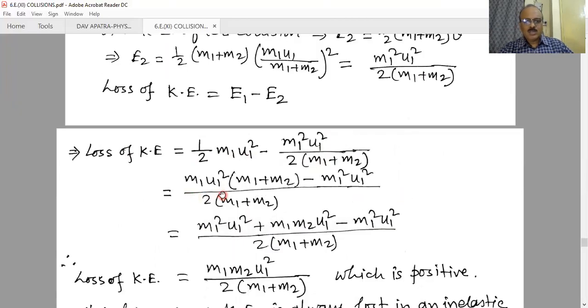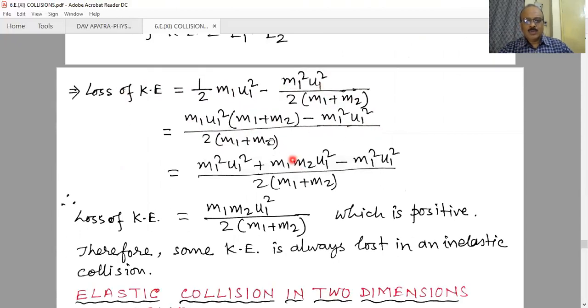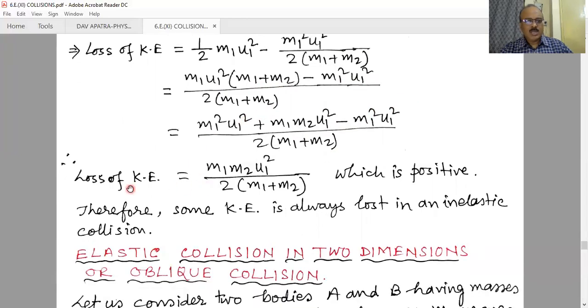Therefore, m1 u1 square, just cross multiplication, the LCM is 2 into m1 plus m2, that is m1 u1 square whole into m1 plus m2 minus m1 square u1 square. And now there is m1 square u1 square plus m1 m2 u1 square minus m1 square u1 square, and these two cancel out, and finally we get m1 m2 u1 square divided by 2 into m1 plus m2. Here we are definitely saying there is a loss of kinetic energy, because this difference is the initial kinetic energy minus the final kinetic energy, and it is a positive number.